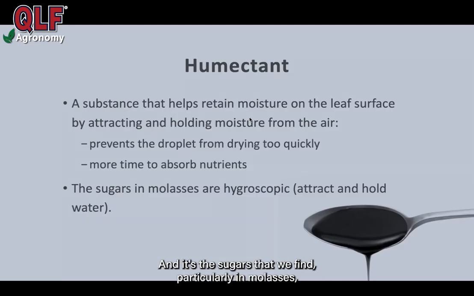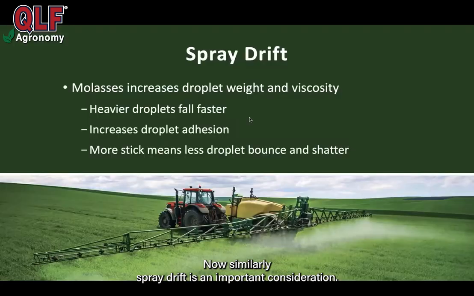And it's the sugars that we find, particularly in molasses, which are hygroscopic, which means they have this property to attract and hold water. So it's the sugars that are providing these humectant properties or humectant benefits within a foliar spray mix. Now, similarly, spray drift is an important consideration.